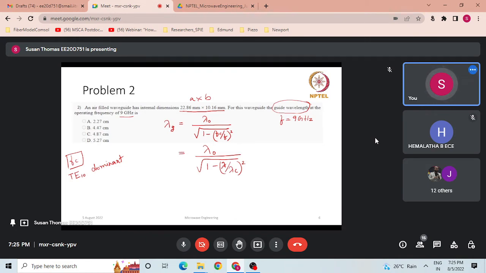As I was discussing, I can rewrite this equation in the form of lambda naught by root of 1 minus (lambda by lambda c) the whole square. We are considering the dominant mode TE10. The cutoff wavelength lambda c is equal to 2 into A, where A is 22.86 millimeters. And lambda is c by f, where f is the operating frequency, that is 9 gigahertz. You can all try to calculate lambda naught and lambda c and find out the guide wavelength.